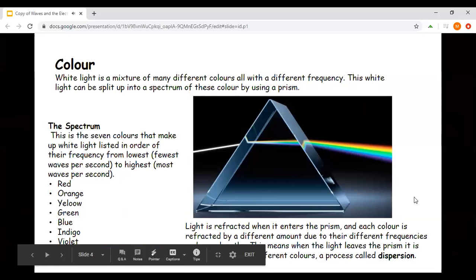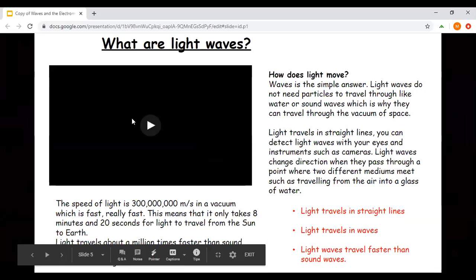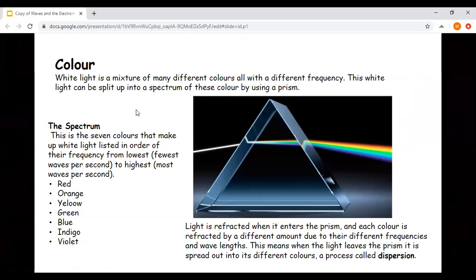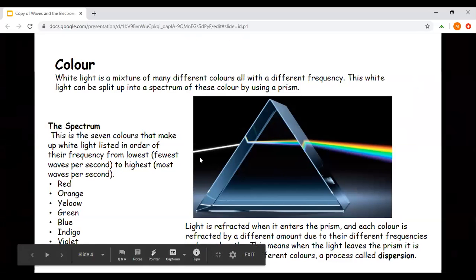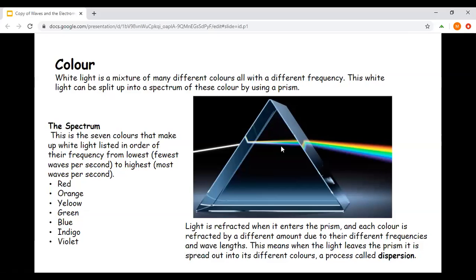Okay, so colour. What is colour? As I said, white light is a mixture of the many different colours which all have a different frequency, and the white light can be split into a spectrum through the use of a prism, one of these glass triangles basically. Okay, so the light comes in, it refracts, and they come out and you can see the different colours. Now there's 7 colours that make up the white light. I'm not going to go through them, you can see them there.